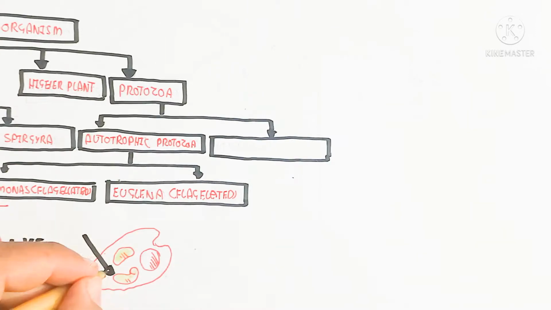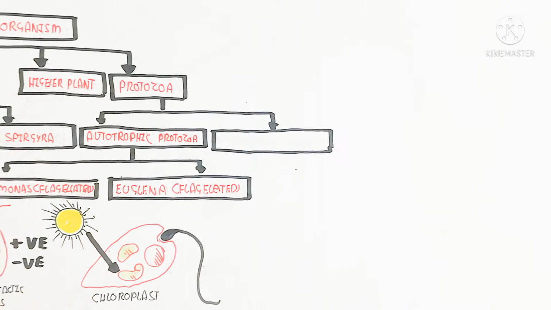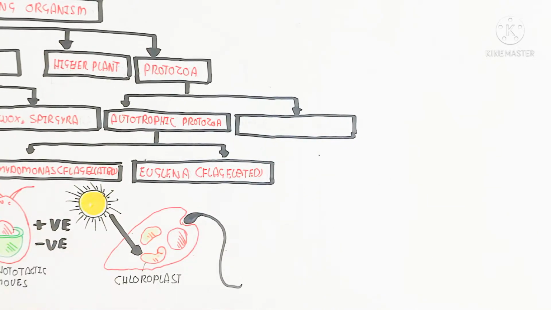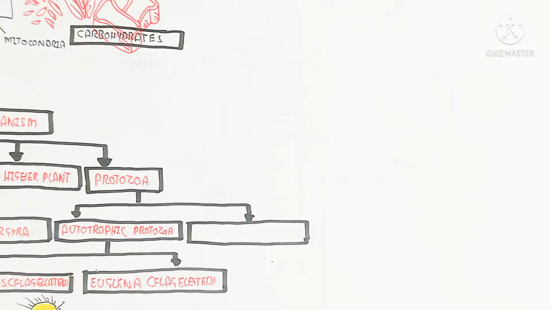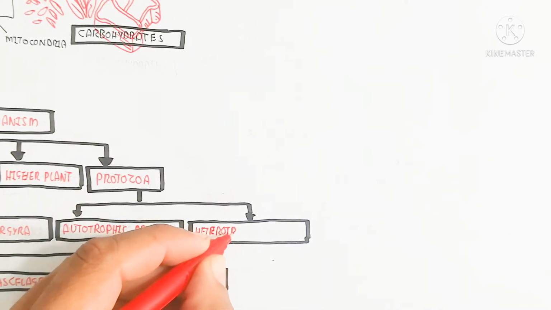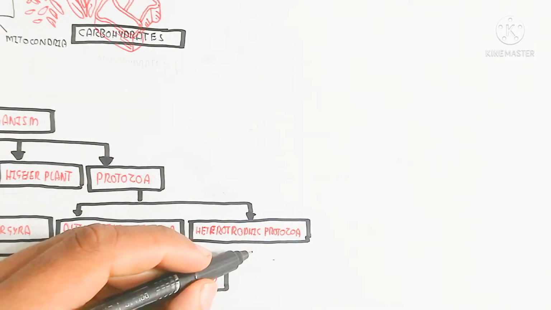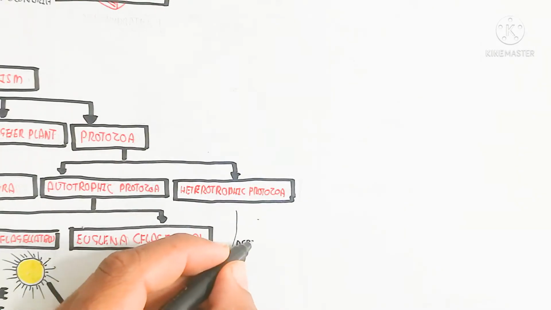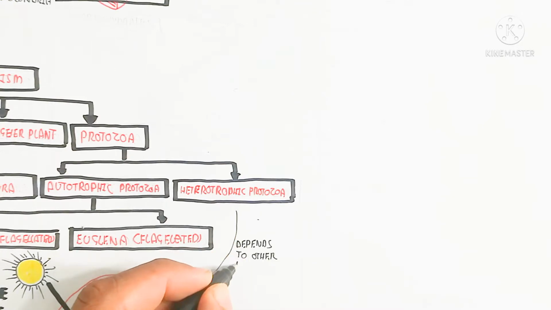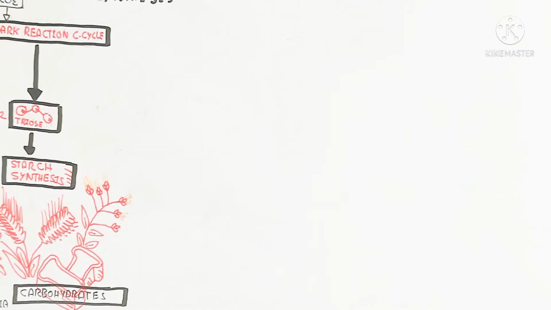Euglena, here you can see, moves toward the light, and it also contains a disc-like chloroplast structure used for the light reaction to produce sugar. Here is a heterotrophic protozoa. Heterotrophic protozoa depend on other living organisms. Anyhow, I hope you are getting this concept.